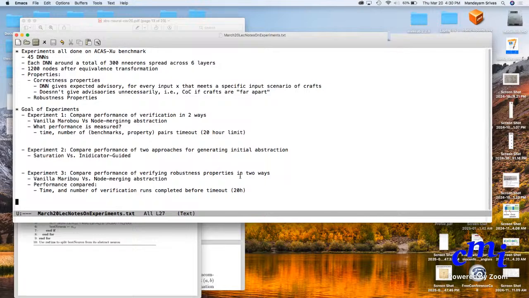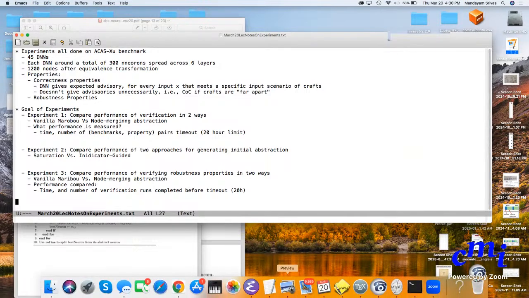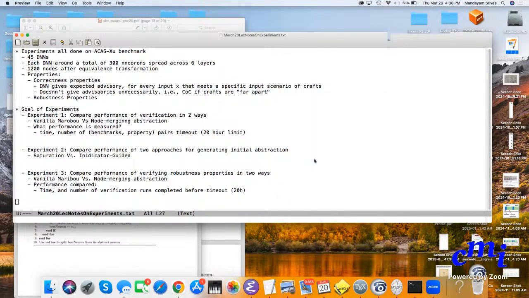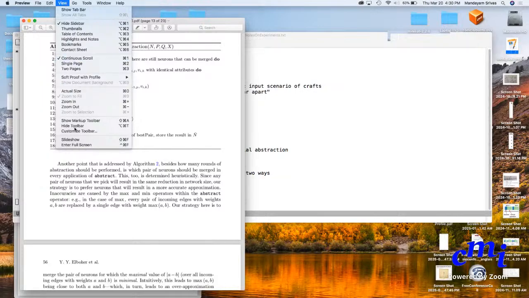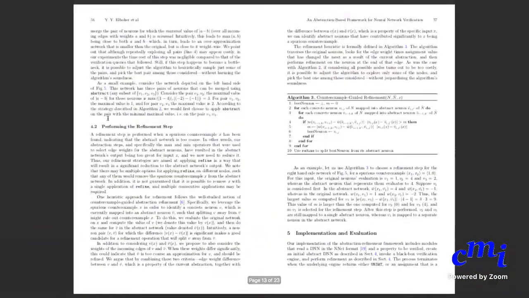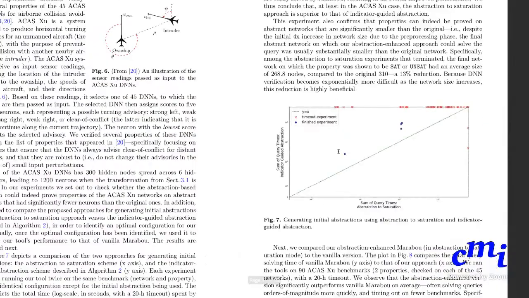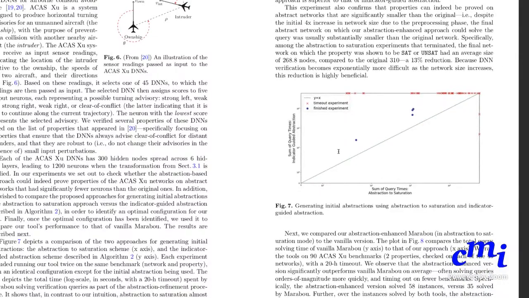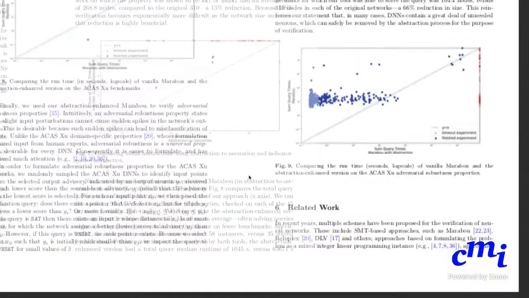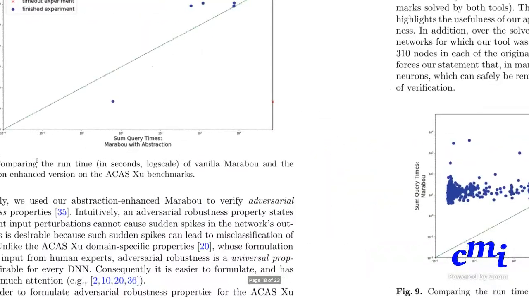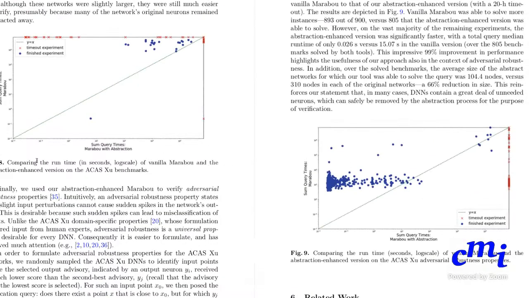So I'm going to show you what they have given in the paper, the scatter plot, to give you an idea of how well it works. I'll first show you this one. These two compare Marabou with abstraction and without abstraction. These are called scatter plots.